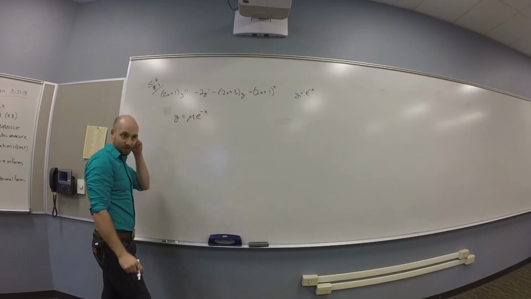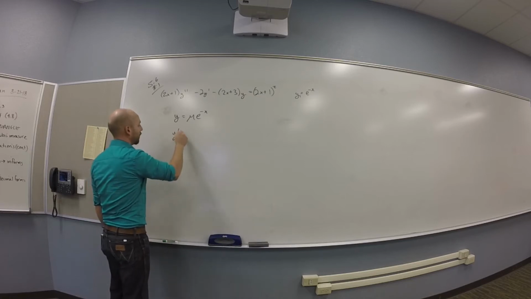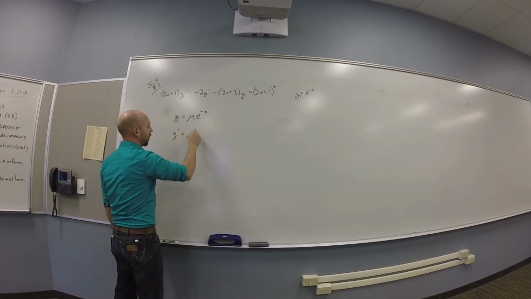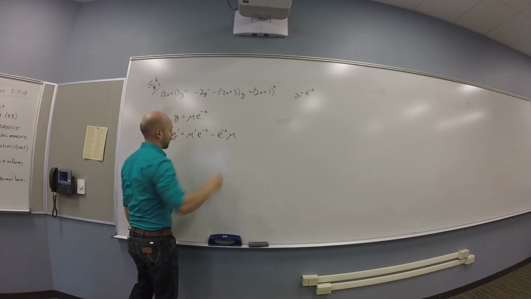Yeah. Yeah? And then what? Then you derive that twice. Then you differentiate this a couple times. So you get y prime is mu prime e to the minus x minus e to the minus x mu.